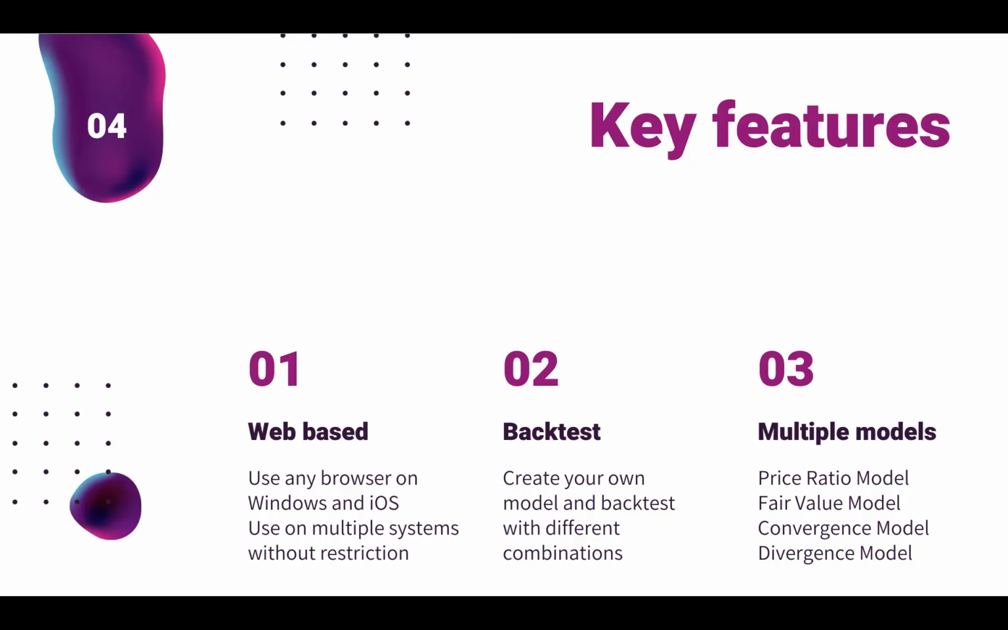Similarly, backtesting, you can create your own model. And there are multiple models you can create. One is based on the price ratio model. What exists in the current version has a price ratio model and a bit of a fair value model also, where we use fair value as the main component for creating the model. Then there are the convergence model and divergence model. I will come to the convergence and divergence model in coming slides.